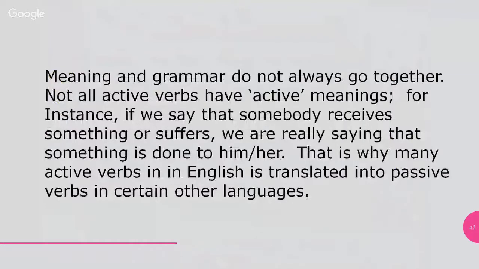Meaning and grammar do not always go together. Not all active verbs have active meanings. For instance, if we say that somebody receives something or suffers something, we are really saying that something is done to him or her. That is why many active verbs in English are translated into passive verbs in certain other languages.